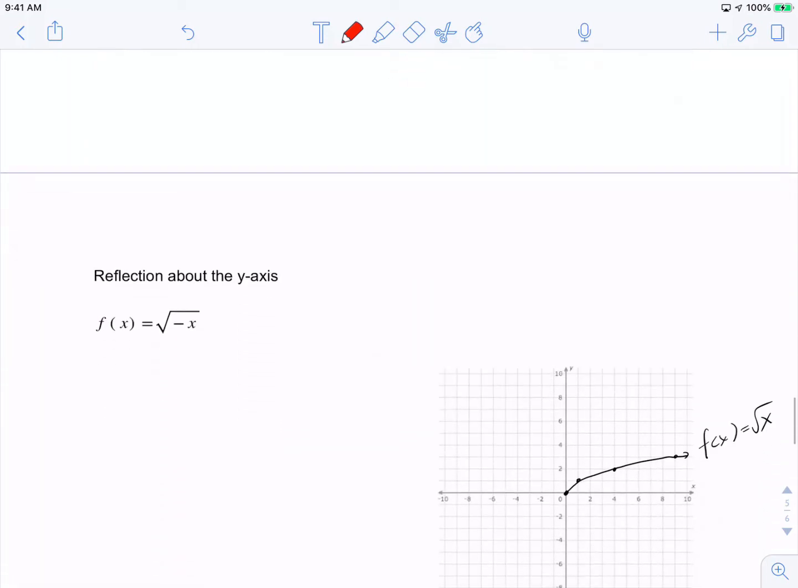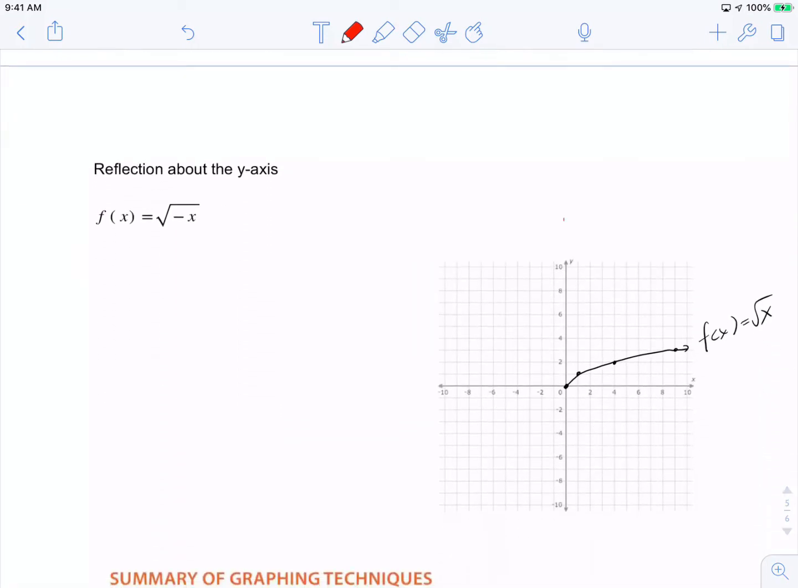Last but not least, a reflection about the y-axis. Again, now the y-axis ends up being our mirror, and so our points are going to be mirrored. That's 4, 2, so it should be negative 4, 2. That's 9, 3, so that should be negative 9, 3. And if I graph this, it should look identical. This is f of x equals the square root of negative x. And we can see again that the y-axis is like a mirror.